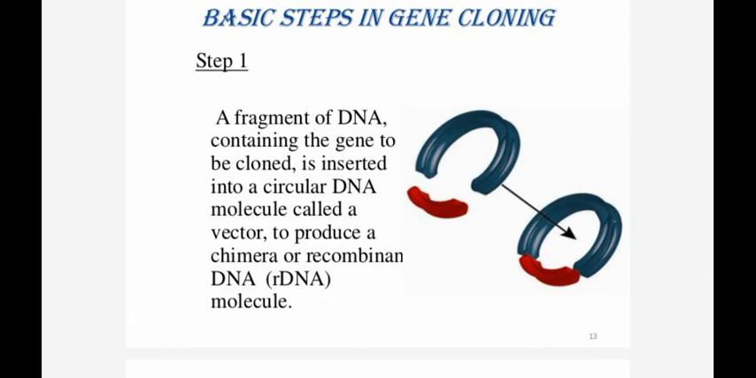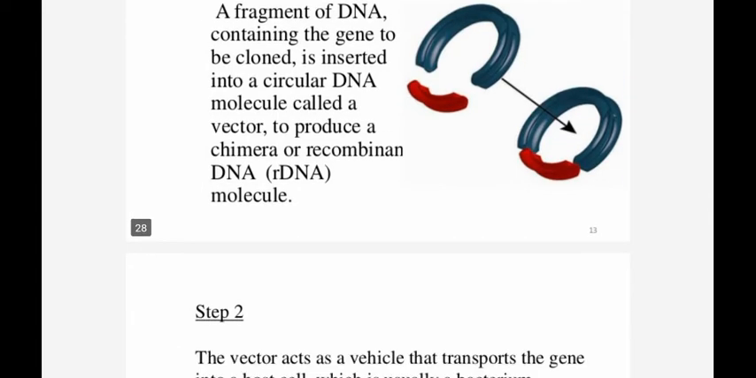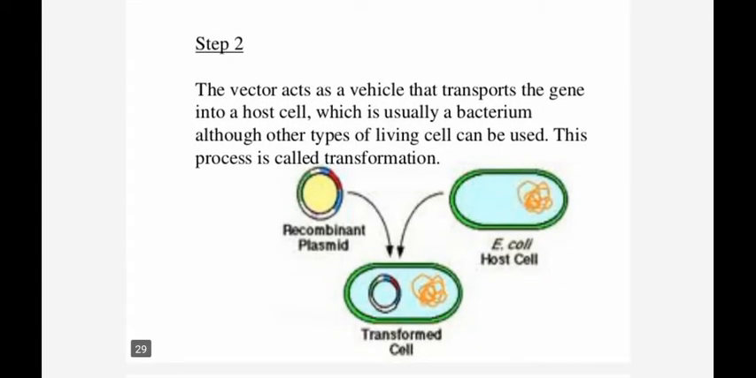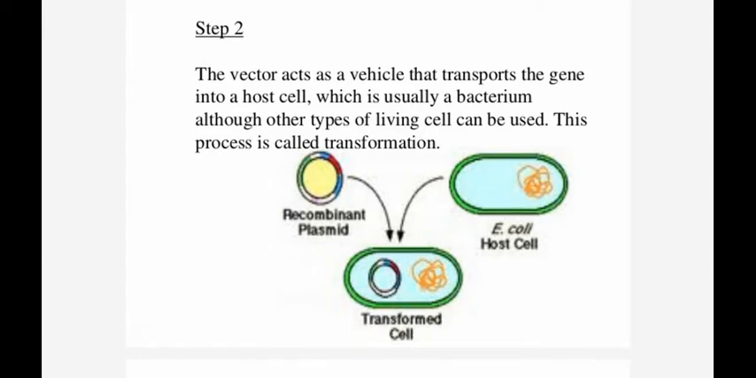Basic steps in gene cloning. First step, DNA is fragmented. A gene to be cloned is inserted into a circular DNA molecule called a vector, same as in rDNA technology earlier. This is called a chimeric or recombinant DNA molecule. Then step 2, the vector acts as a vehicle that transports the gene into a host cell, which is usually a bacterium, although other types of living cells can be used. This process is called transformation.